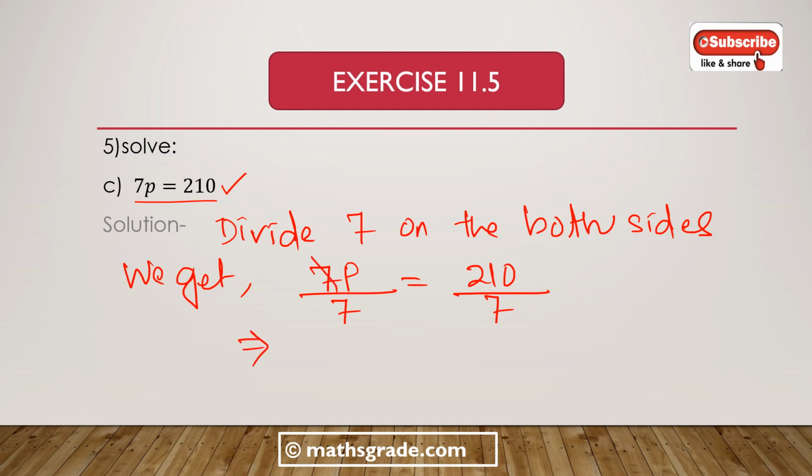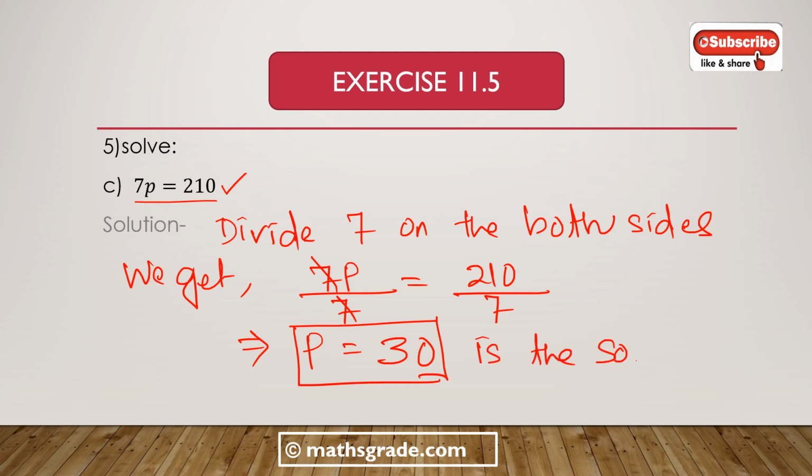7 and 7 will be cancelled. So we get p equal to 210 divided by 7, that is 30. So p equal to 30 is the solution of the given equation 7p equal to 210, and the value for the variable p is 30.